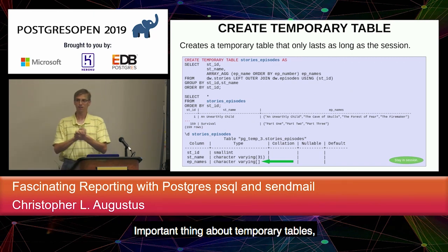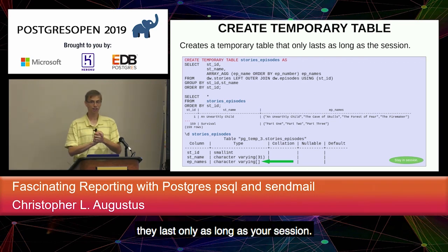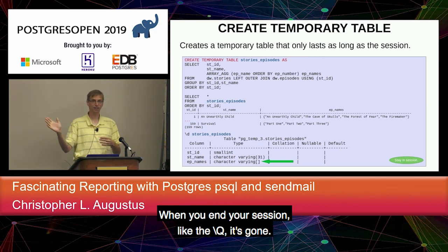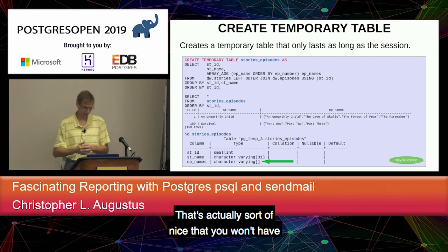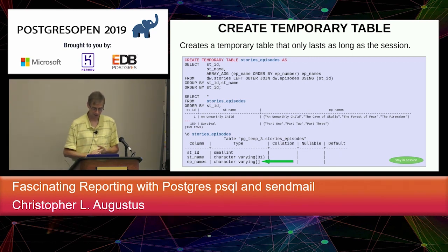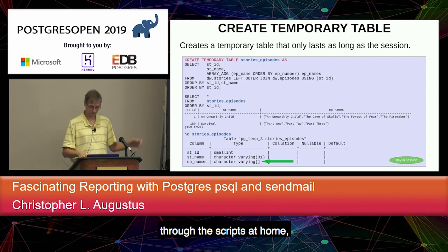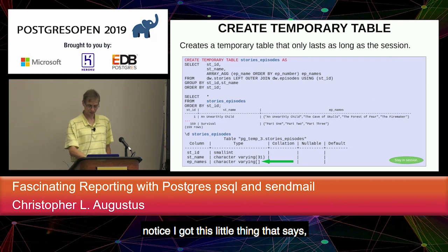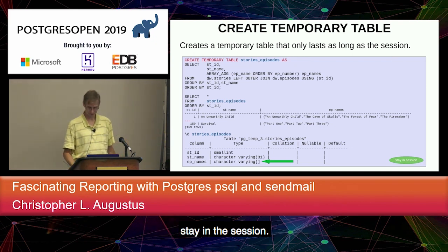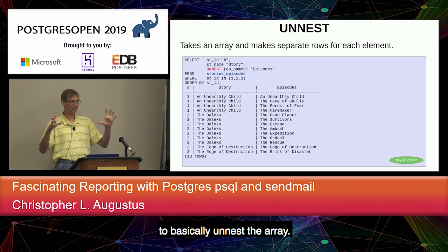Important thing about temporary tables, they last only as long as your session. When you end your session, like the backslash q, it's gone. That's actually sort of nice that you won't have your database littered with temporary tables like that. So if you're running through these examples through the scripts at home, notice I got this little thing that says stay in the session, because on the next slide, I'm going to use the Postgres function unnest to basically unnest the array.